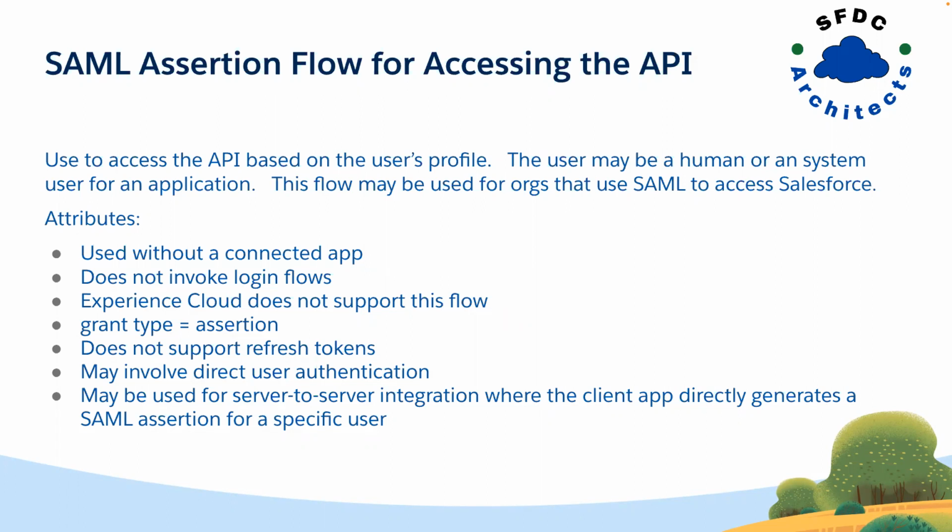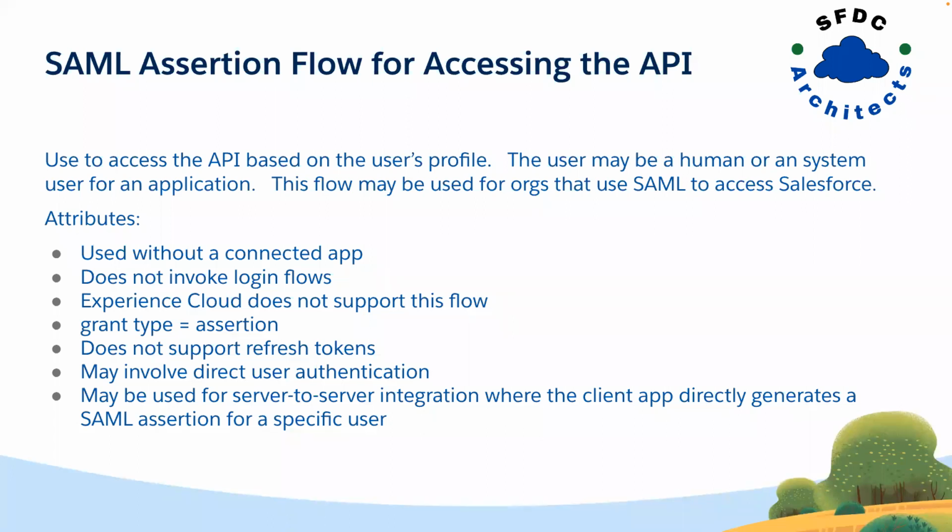It may either be a human where maybe they're going to be logging into Salesforce and using that SAML assertion to get access to the resources, or you can create a user that's dedicated to a system user for an application. And that, of course, will have a human UI interaction with it. This flow can only be used if you have SAML enabled for that org.